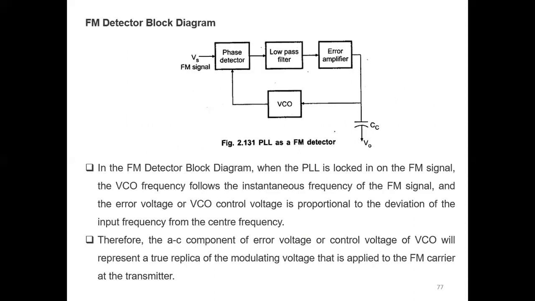Now we are going to detect the FM signal using this block diagram. The FM signal is given to the phase detector, then the output of the phase detector is given to the low pass filter, then to the error amplifier, which feeds the VCO. Here we are using a coupling capacitor, which is connected to the VCO.